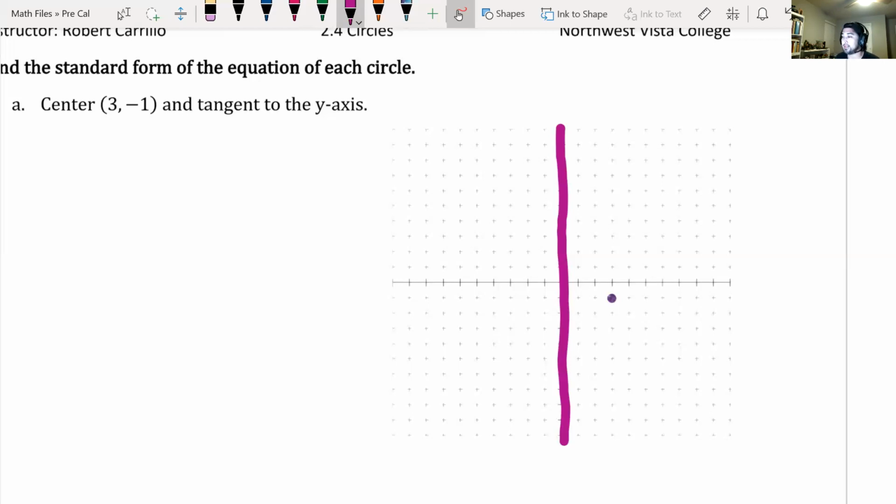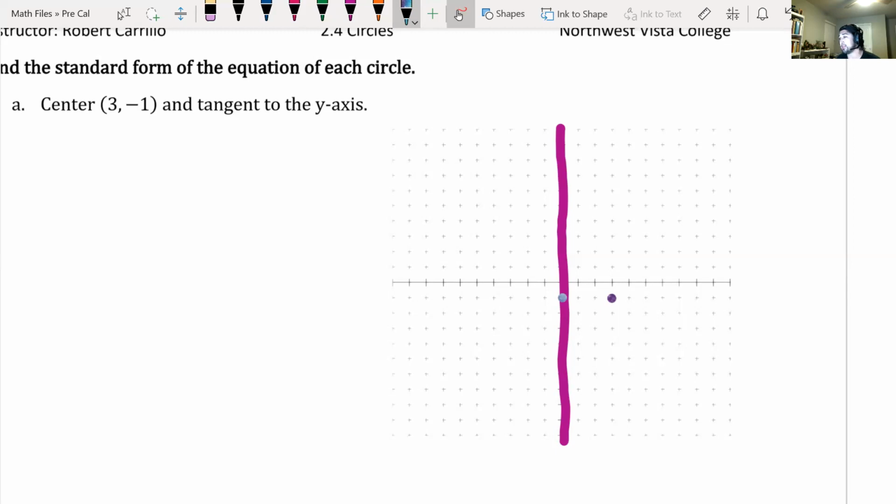So if we share 1 point with the y-axis from my center, what point do we share with the y-axis? (0, -1). Yes, sir. There you go. Which means my radius happens to be how many units? 3. Good. There it is.